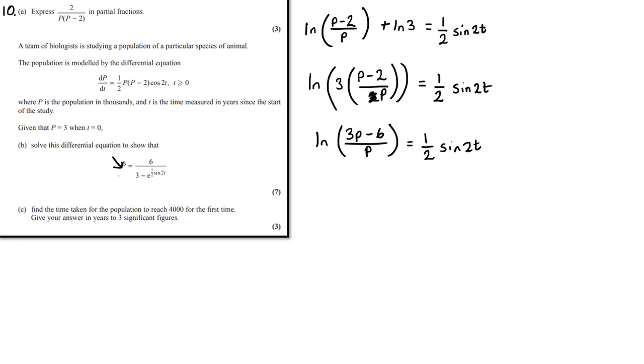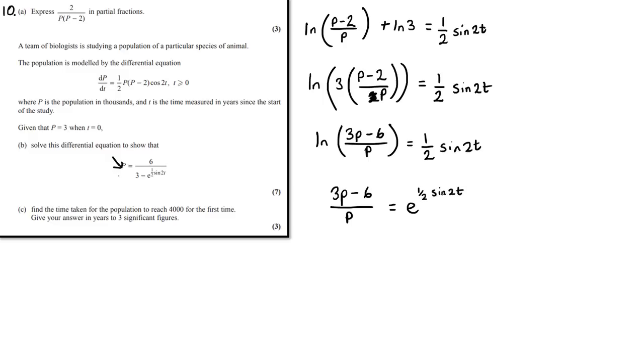So what we're going to do here is solve for p. That's what we're looking to show here, that p equals 6 over 3 minus e to the power of a half sine 2t. So what I need to do now is get rid of the natural logarithm on the left-hand side. And remember, to get rid of the natural logarithm on this side of the equation, we take the exponential function of that. And whatever we do to one side, we do it to the other as well. So if I take the exponential function of the left-hand side, we just get left with what's inside the bracket. So I get 3p minus 6 all over p. And on the right-hand side here then, we get e to the power of a half sine 2t.